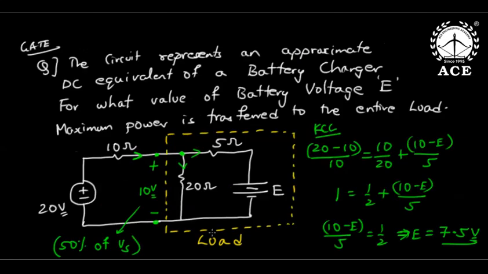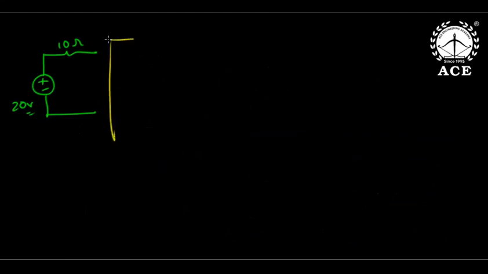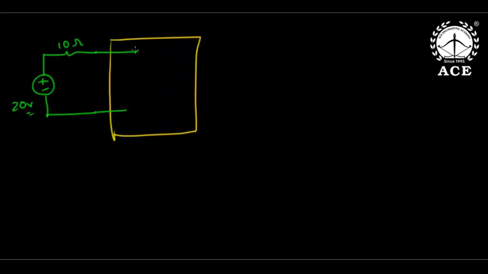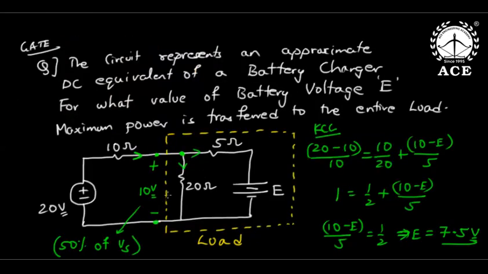See, what I will do is simplify the right side first. The left side network will be the same: this is 20 volt, and this is 10 ohm. On the right side, first I will convert this box, the load network, into its Thevenin's equivalent. Looking at this box from here with open circuit, Thevenin's resistance will be 20 in parallel to 5, that is 100 by 25, which is 4 ohms. And what will this voltage be?